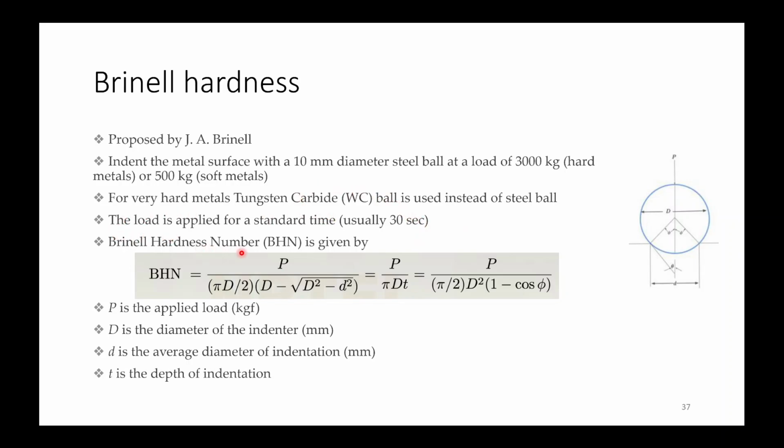Now the Brinell hardness number, BHN, is given by the formula load divided by pi D t. Now this can be in the form of diameter as well. t is the depth of indentation in mm, capital D is the diameter of the indenter, and small d is the diameter of the indentation.